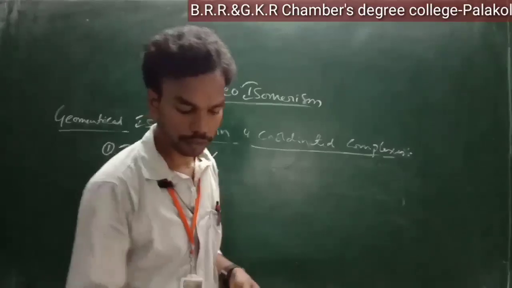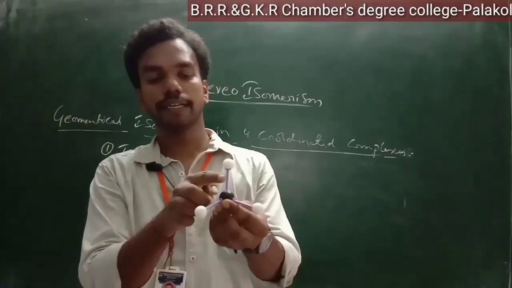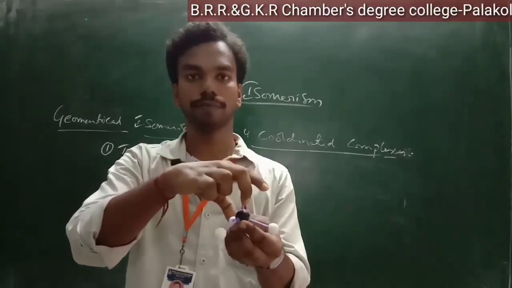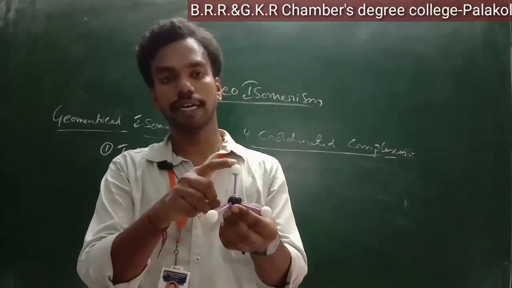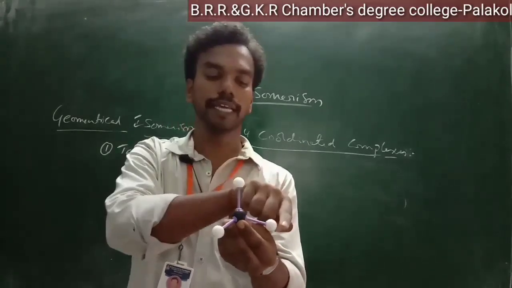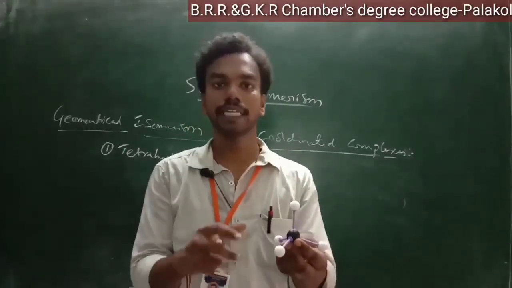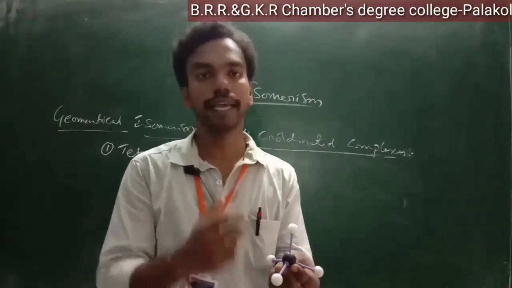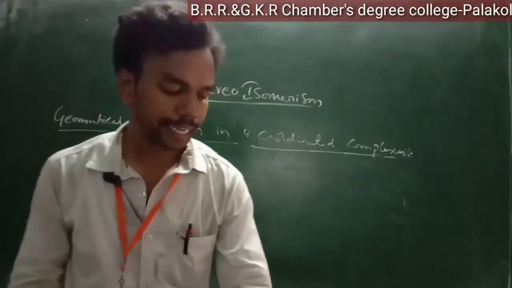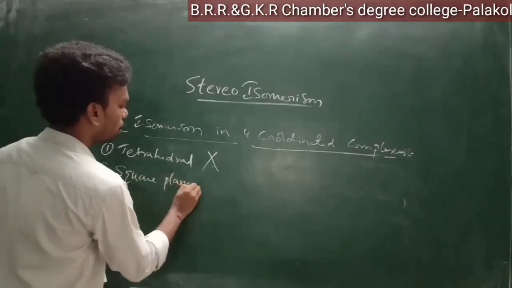Why? This is the structure of a tetrahedral complex. The bond angle between two ligands is 109 degrees 28 minutes. Here all the ligands are adjacent to each other. That means there is only one isomer, the cis isomer, because each ligand is adjacent to every other ligand. So there is no possibility of a different spatial arrangement. That's why tetrahedral complexes do not exhibit any geometrical isomers. And the second type is square planar complexes.